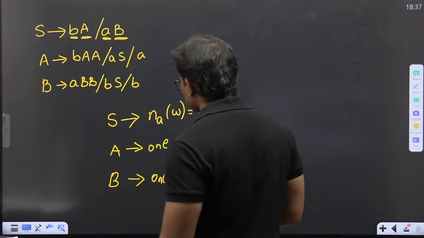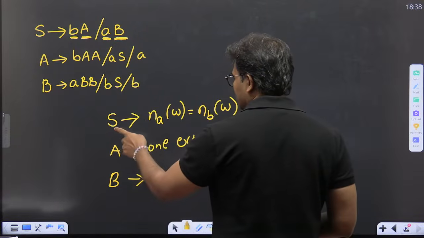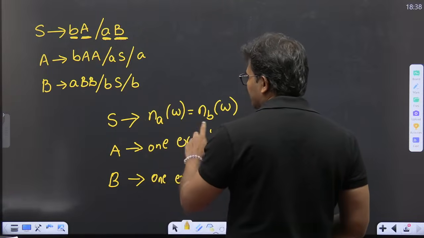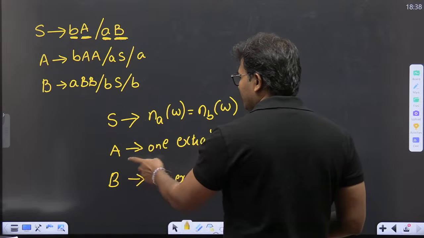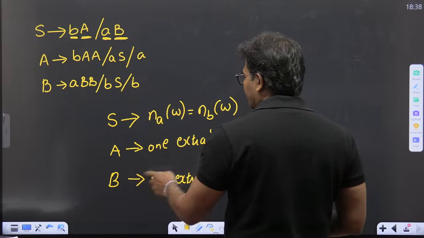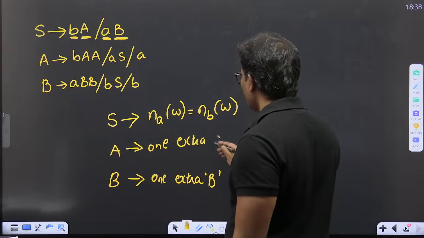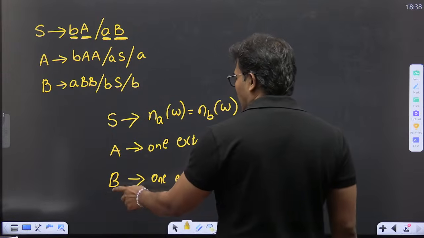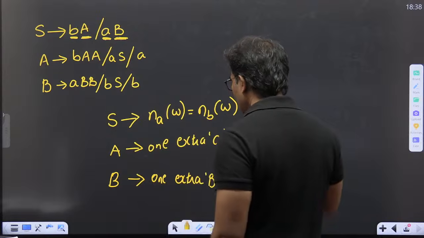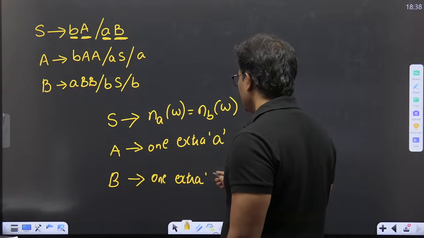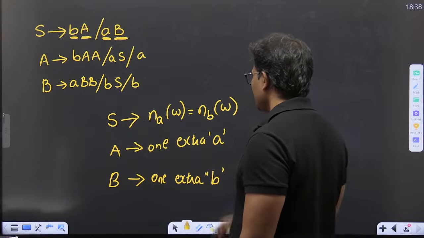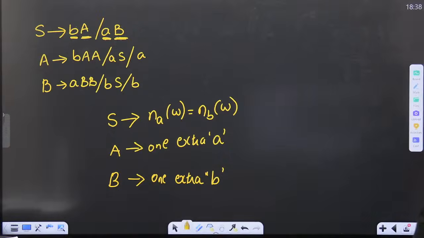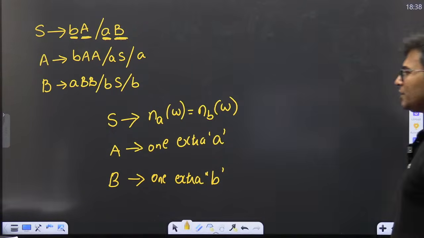What is the responsibility of S? Generating an equal number of A's and B's. What is the responsibility of A? It has to generate one extra A, small a. And what is the role of B? To generate one extra small b. Right? Now, are they doing the same?